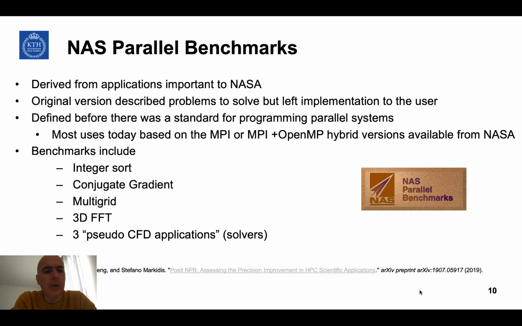This is one of our favorite benchmark collections that we have been using for our papers in benchmarking systems, but also trying new different things. In particular, at the bottom of the slide you see a paper where we use the NAS Parallel Benchmarks to estimate the performance and accuracy of POSIT, which is an emerging floating point format.